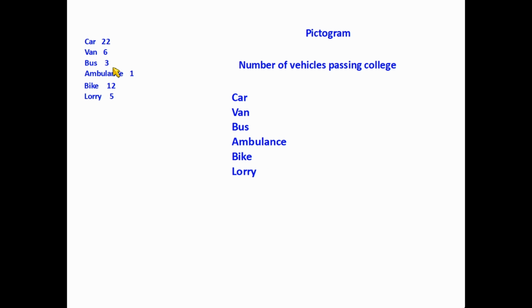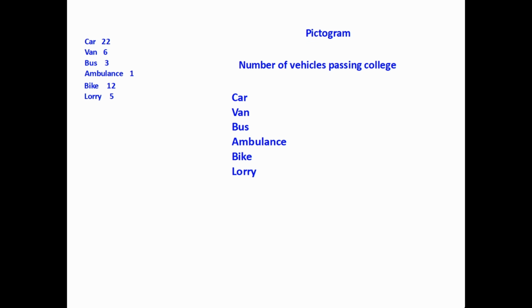What I've done is on the left hand side here I've just listed the same information. So here is the number of vehicles that went past college. So on the right here we are going to create a pictogram, and as the word suggests, pictogram means we are going to use pictures to create this chart.